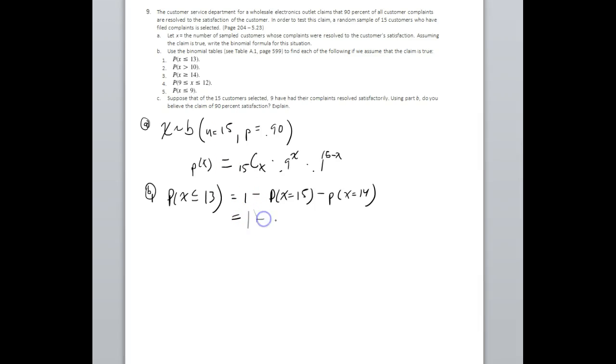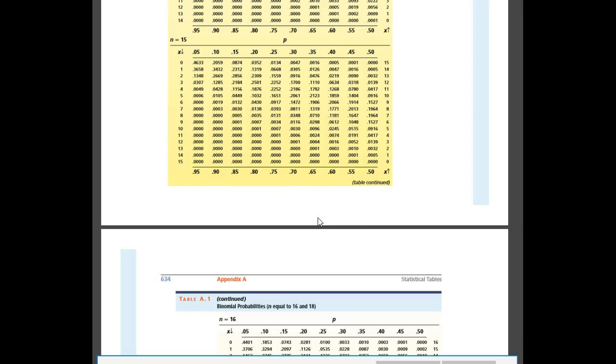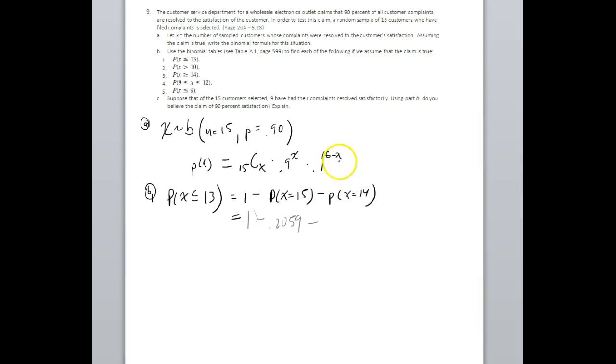So 1 minus 0.2059. Don't know why my pen has decided to go a different color. And the next value is 0.3432. So 1 minus those values is 0.4509.